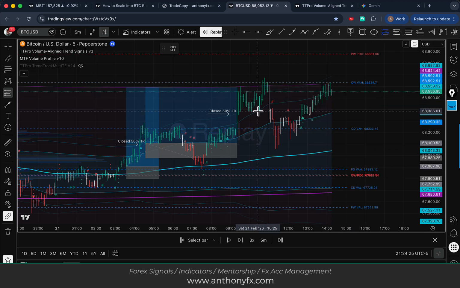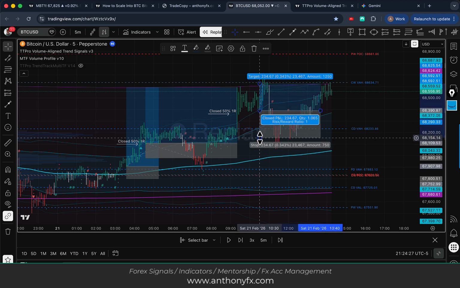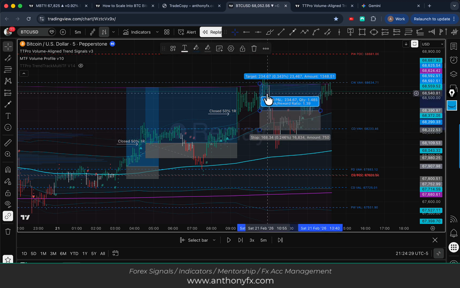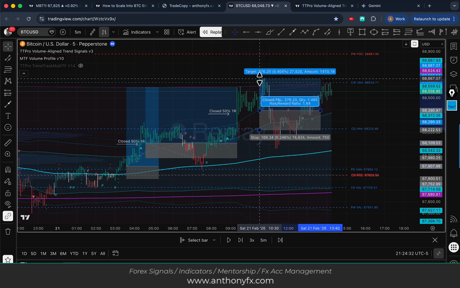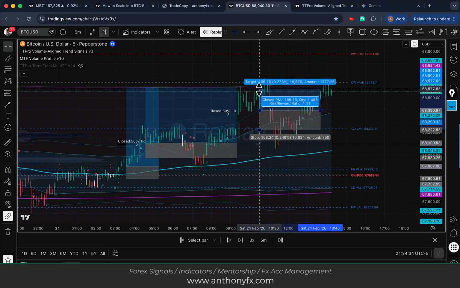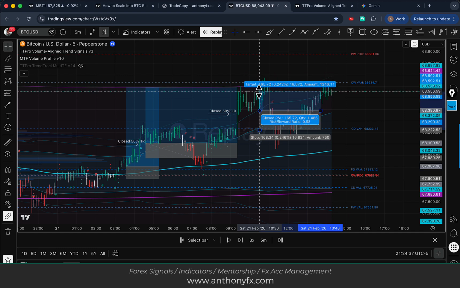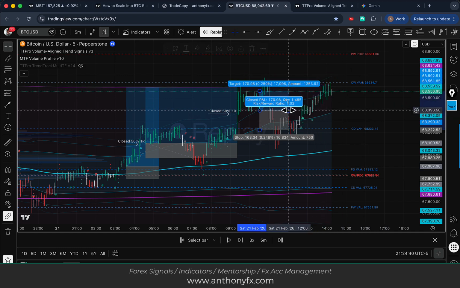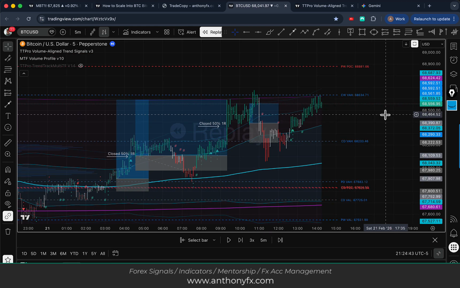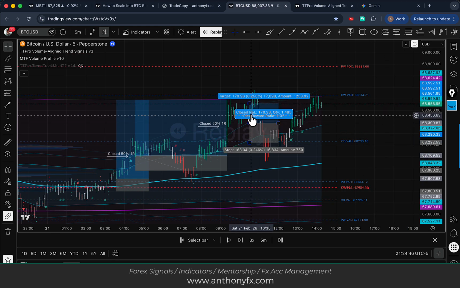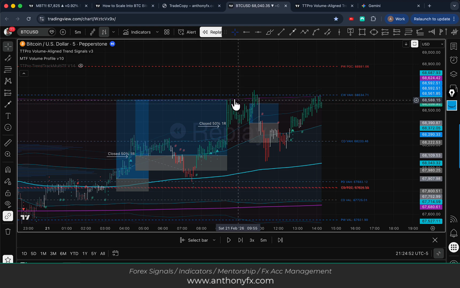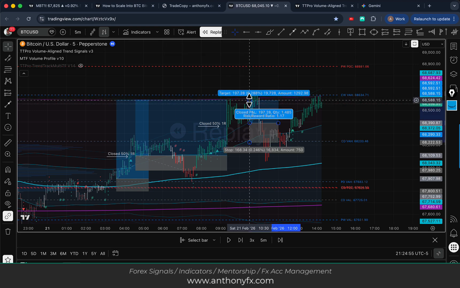See the pullback into VWAP right there. And your stop loss goes under the previous VWAP line. And you're targeting 1R. That's 1.6. So you're going to close 50% at 1R. This is scalping, so we're not looking for a lot of distance with this. So you just use these levels, or your target could be the previous high, if you like, right there.